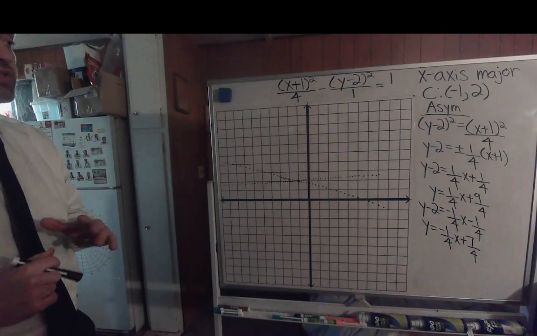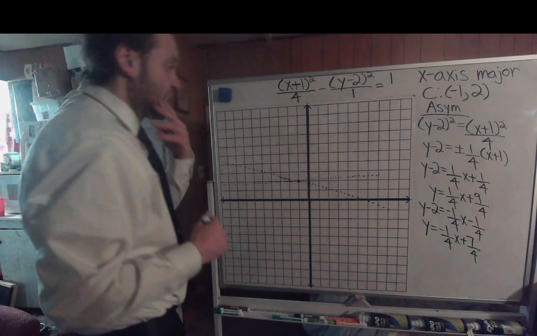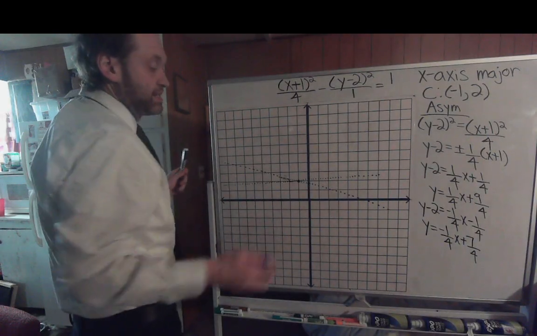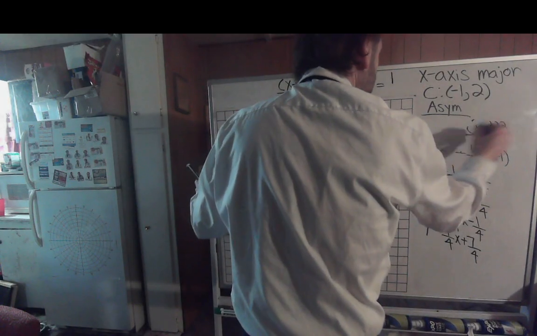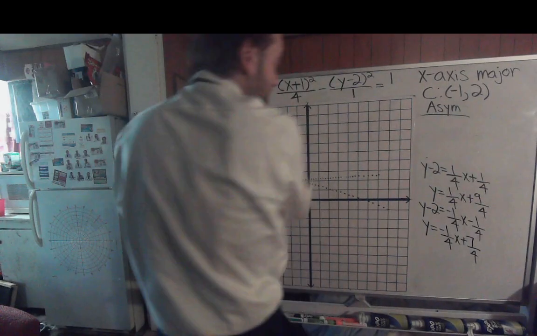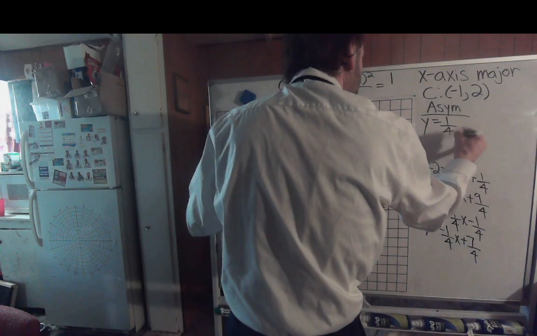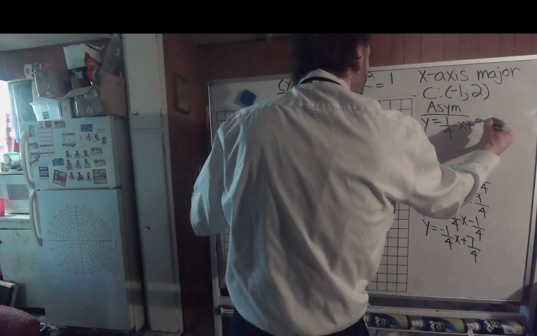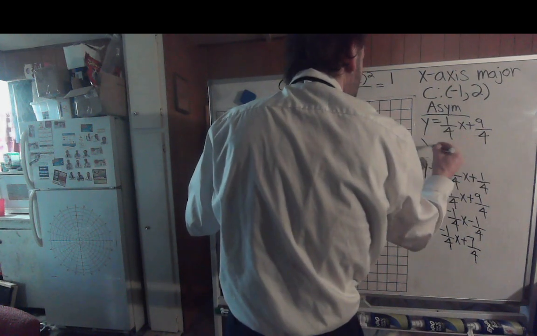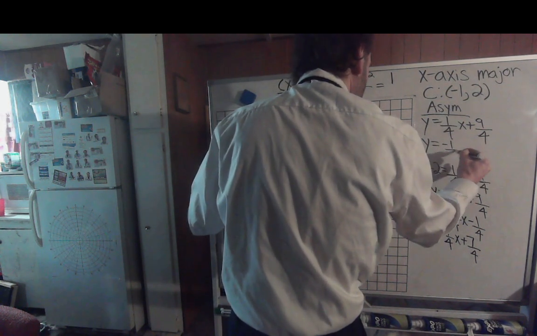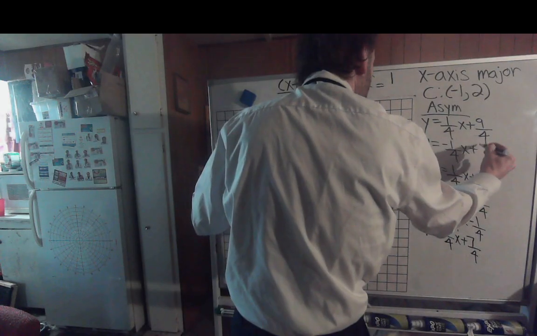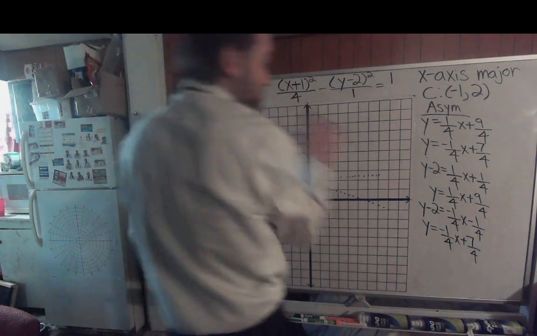Now that we've ascertained that, we have our asymptotes. Let me write those up here. Since we've seen the work to get there, let's go ahead and condense this a bit. So we'll get y equals 1/4 x plus 9/4, and y equals negative 1/4 x plus 7/4. Those are your two slant asymptotes.